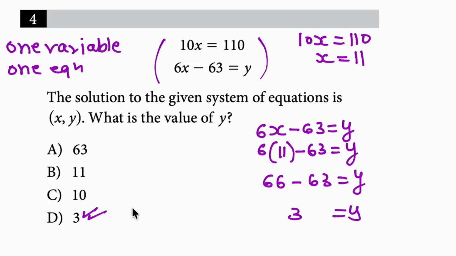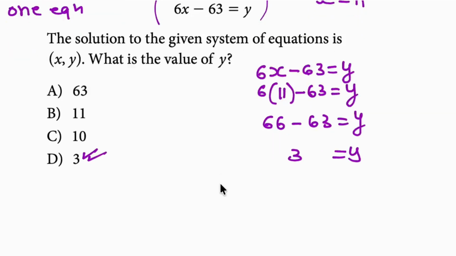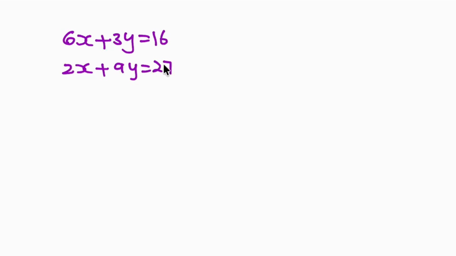Okay, let me tell you one more point. Whenever it is a system of equations, right? In this case, the first equation has only one variable and the second equation has both the variables. But most of the times, suppose you will get two equations, for example, 6x plus 3y is equal to 16, let's say, and 2x plus 9y is equal to 27. So these are the two equations and both the equations have two variables.